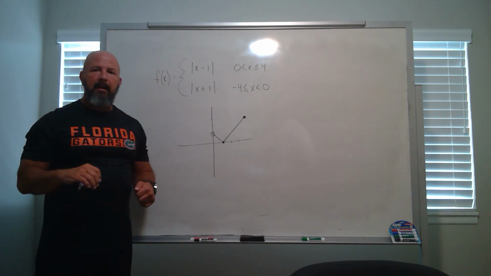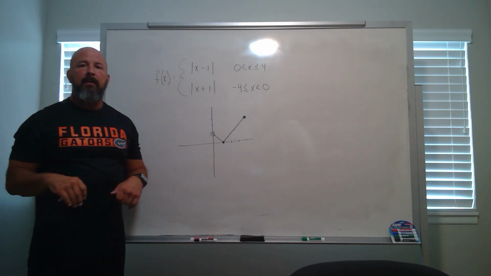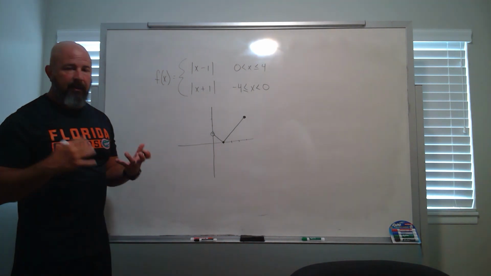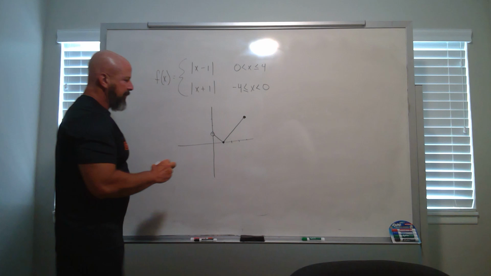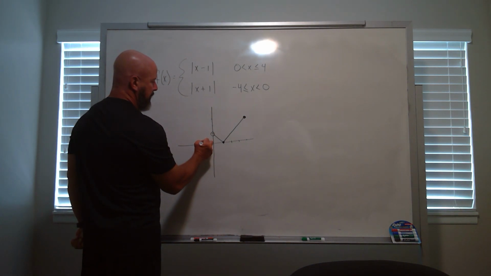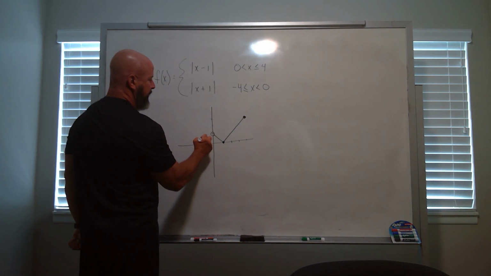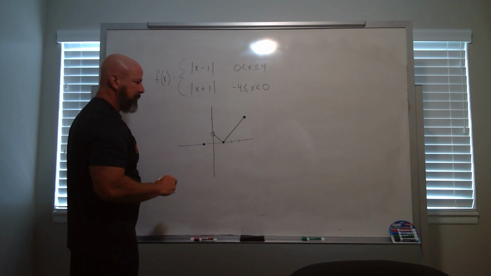Now let's look at the second part. Absolute value of x plus 1. Well, still I've got that V shape. The plus 1 is shifting it left. So that's going to move my vertex to right here at negative 1.